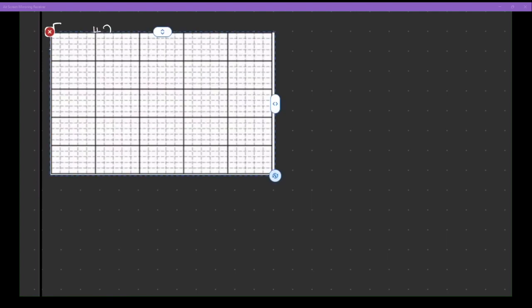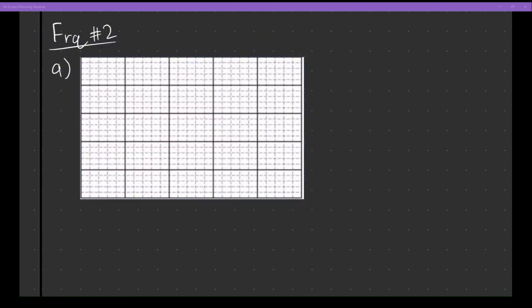Alright, everyone. Doing FRQ number 2 right here. The first question asks to plot the points on the table on the graph. So I have copied it here, and I would like to make the graph right now. Let me change the color real quick.